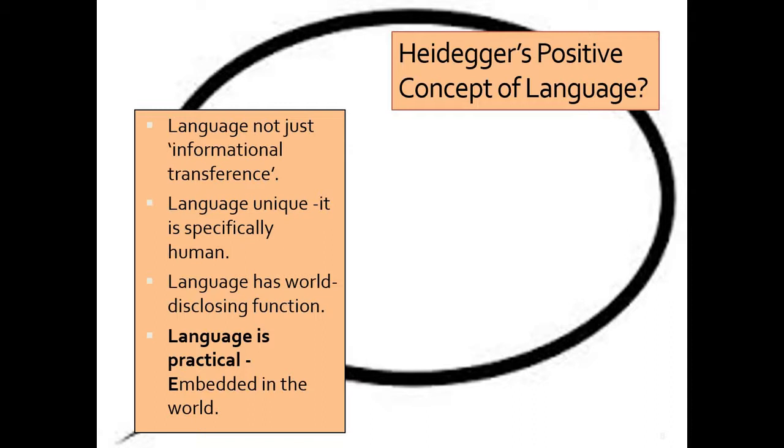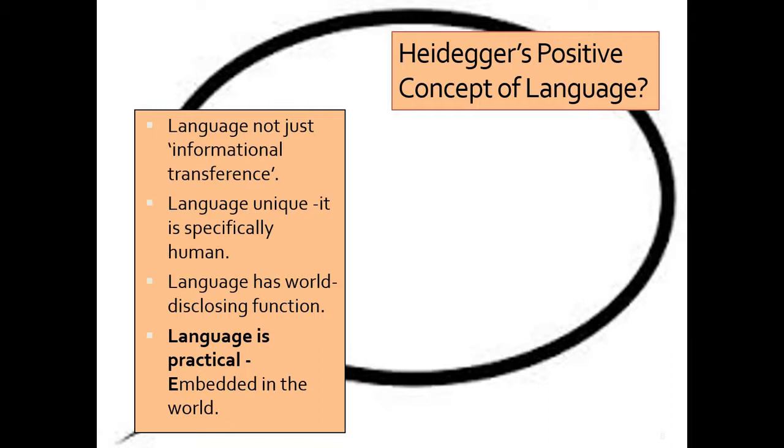Language can be used for that, certainly, and that's very practical and useful. We need to know there's a roundabout ahead, or that we should give way. But it's not just what language does. In some sense, language is that, but it's also much more important than that for Heidegger. We shouldn't be reducing it to information transference.